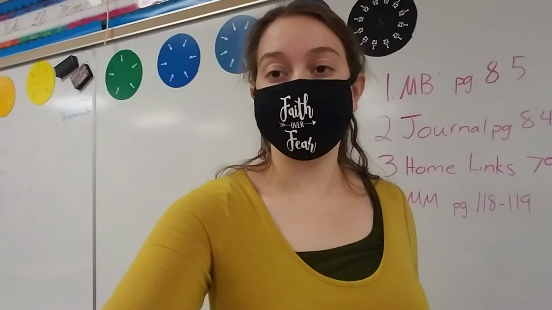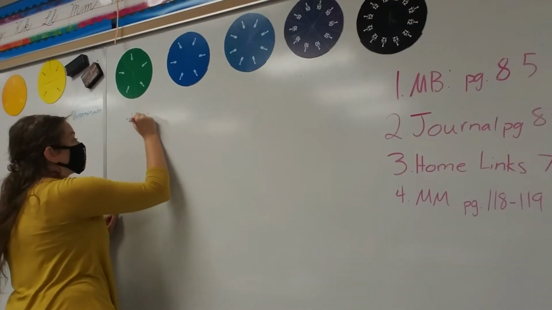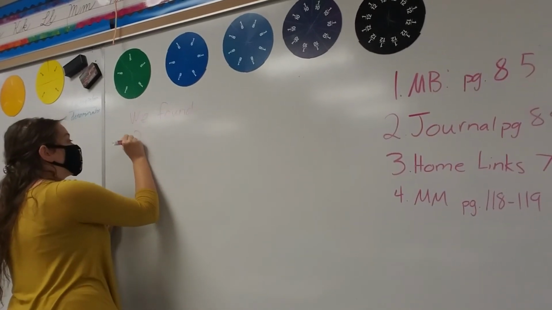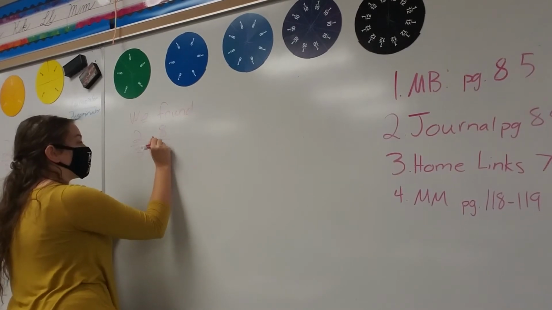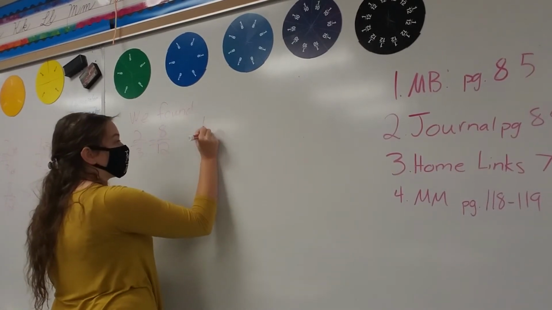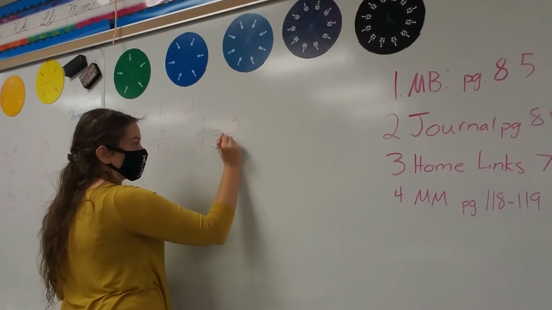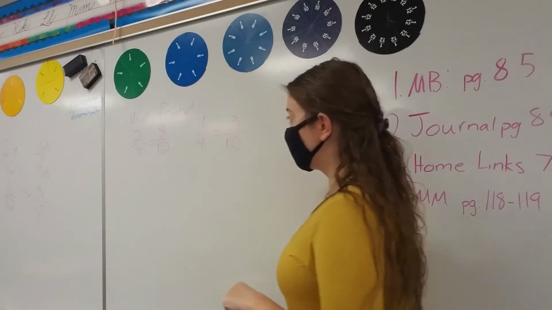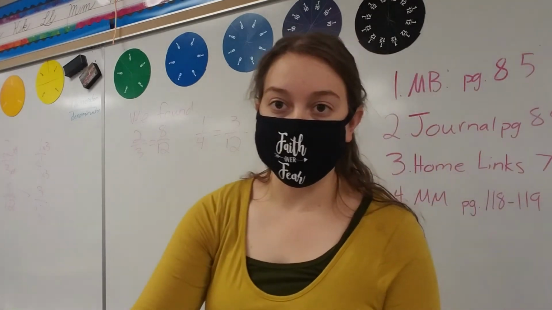Hold on. All right. So we found 2/3 equals 8/12 and 1/4 equals 3/12. This is all I want you to write down. We found 2/3 equals 8/12. 1/3, you cannot see that.